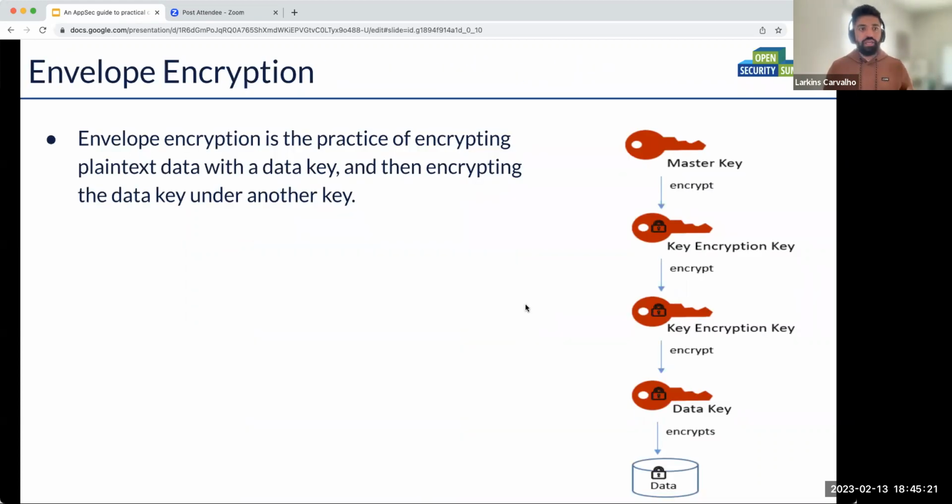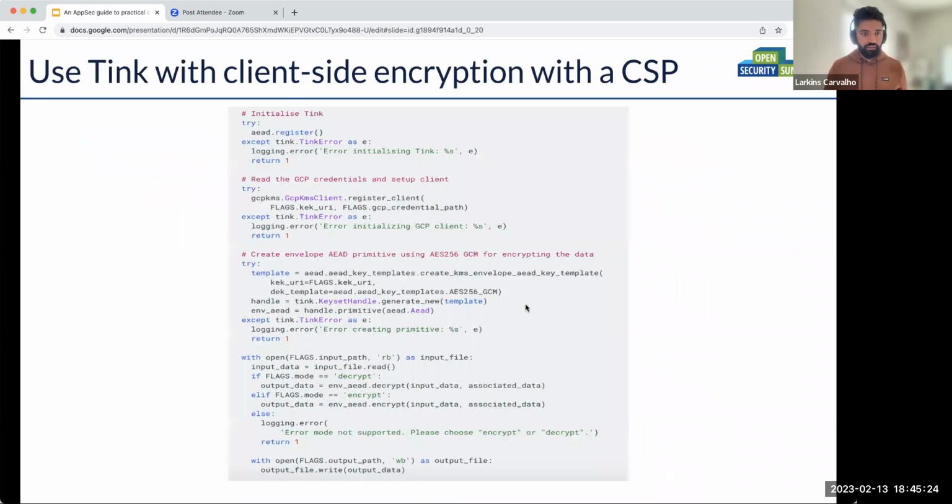How can we do the same envelope encryption using Tink? Tink provides client-side encryption with multiple integrations with cloud service providers. It provides primitives and functions to provide the KEK URI. Here on the template in the try block, what you see is the KEK URI, the key encryption key, and it also provides a way of authenticating to it through different credentials.